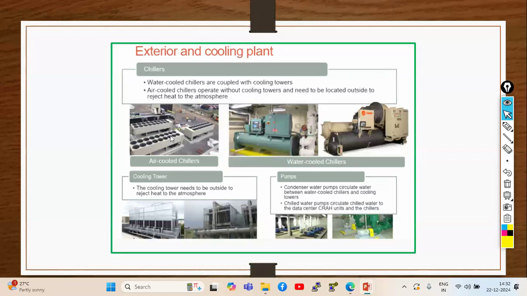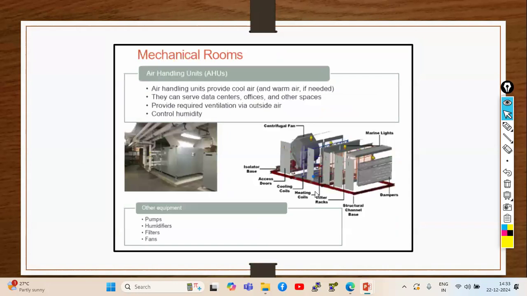So these are the air cooled chillers to take the heat which is generated inside the data center. Then cooling towers or pumps. Pumps are required to pump the chilled air into the data center so that it can suck out whatever hot air or noise is produced inside the data center. Okay, these are the chillers. So these are the mechanical units, air conditioning units.